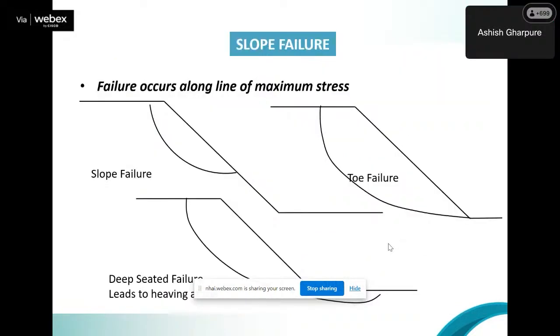Now, failure can occur within the slope surface, so we call it slope failure, or the slip may occur right at the toe, where the horizontal portion is not affected, but the slip is coming right up to the toe, so it's a toe failure. Or otherwise, there could be very deep-seated failure, leading to not only sliding, but also heaving on the horizontal side of it. So we'll have to analyze which type of failure it is and then deal with it with different solutions. Next, please.